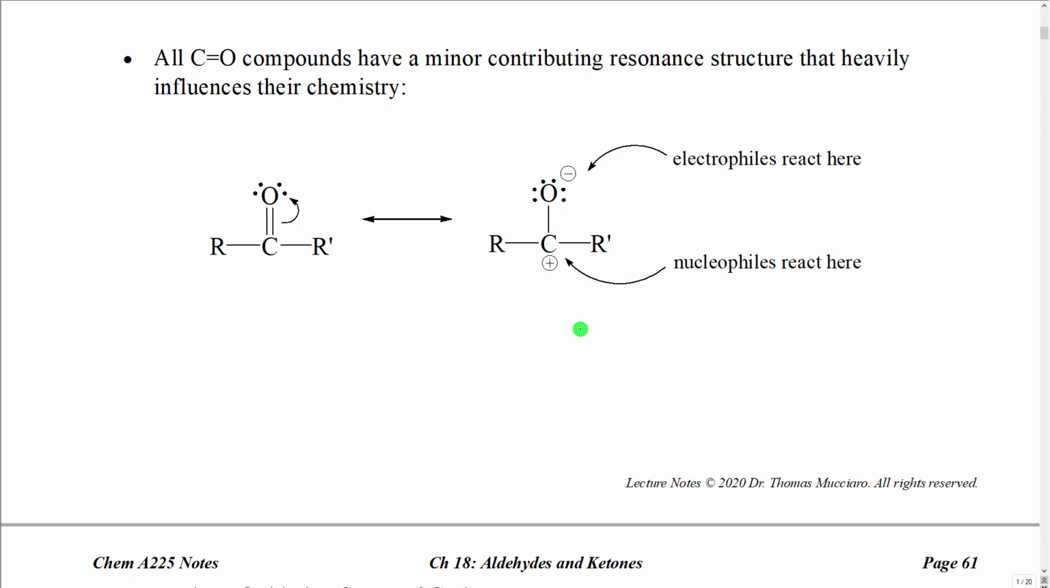The importance of this is that when we look at how carbonyl compounds react, we generally find that electrophiles will react with the oxygen because of the partial negative charge that will form on it. Whereas, in contrast, nucleophiles will prefer to react at the carbon because they will be attracted to the positive charge that's formed on the carbon.